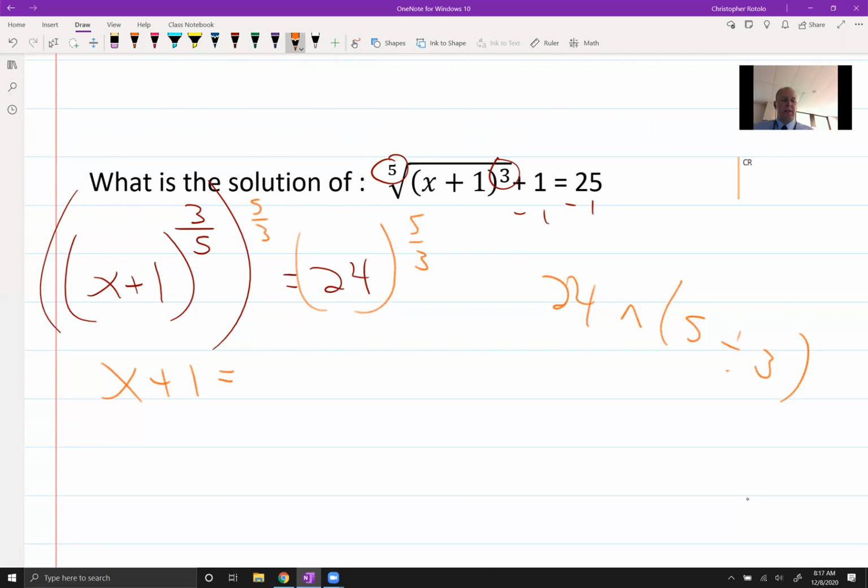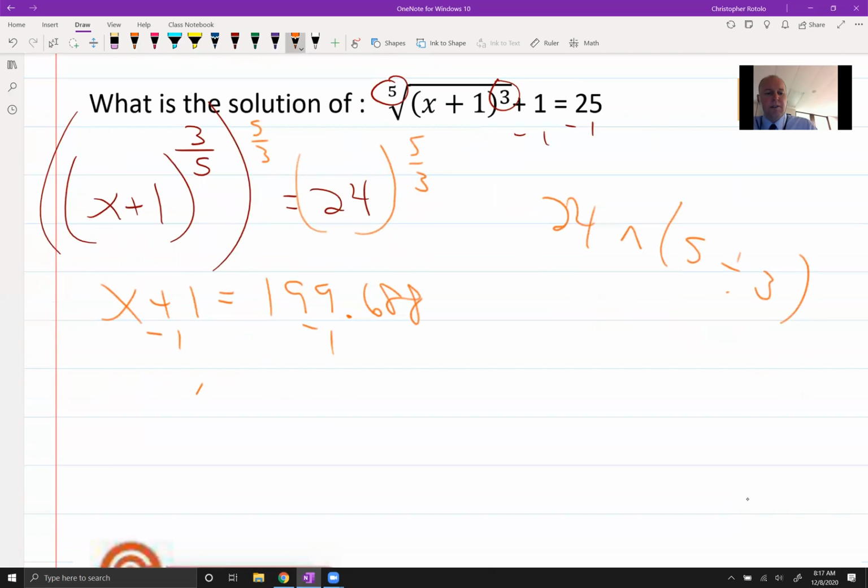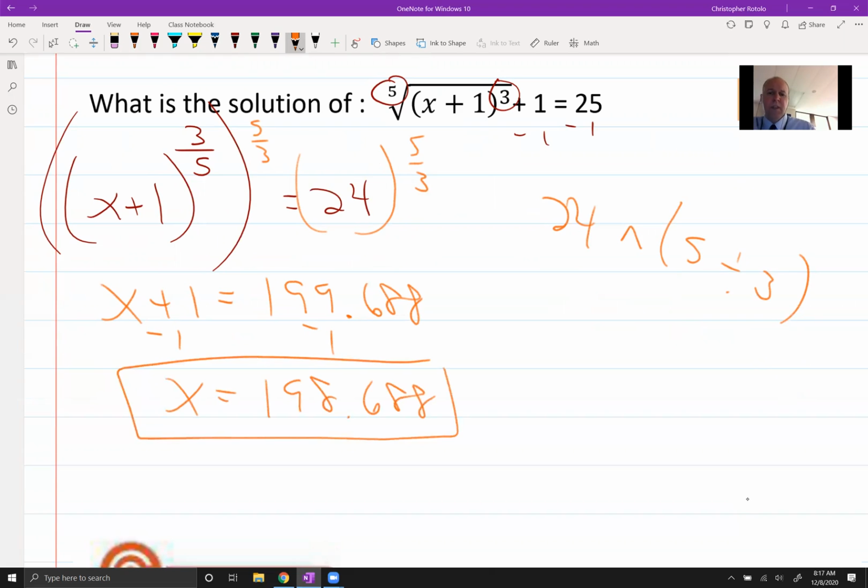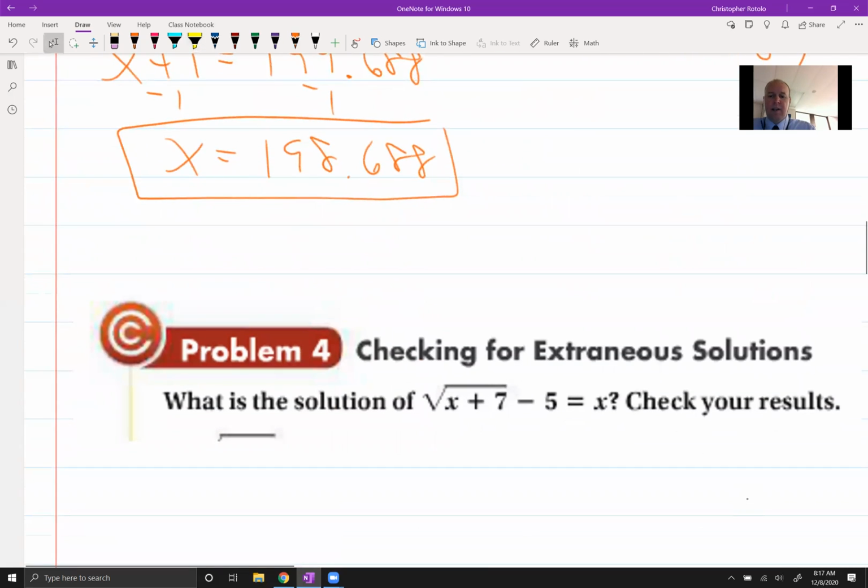All right, it says 199.688. 199.688 minus 1, so final answer 198.688. All right, don't believe me? Go plug it in. All right, well, we could. All right, but remember, this fraction up here is improper, so I do expect my answer to be larger than 24. That's kind of how that stuff works.